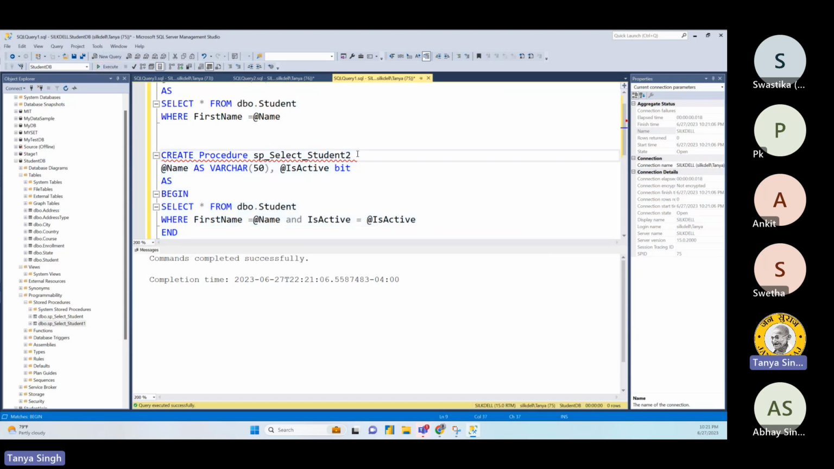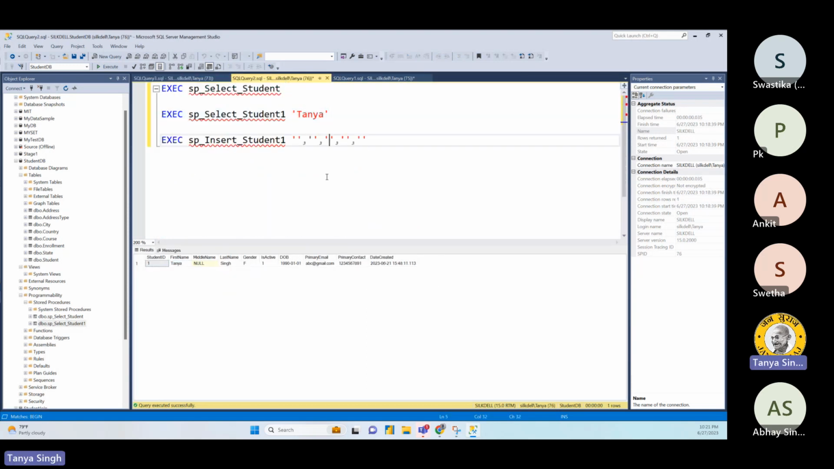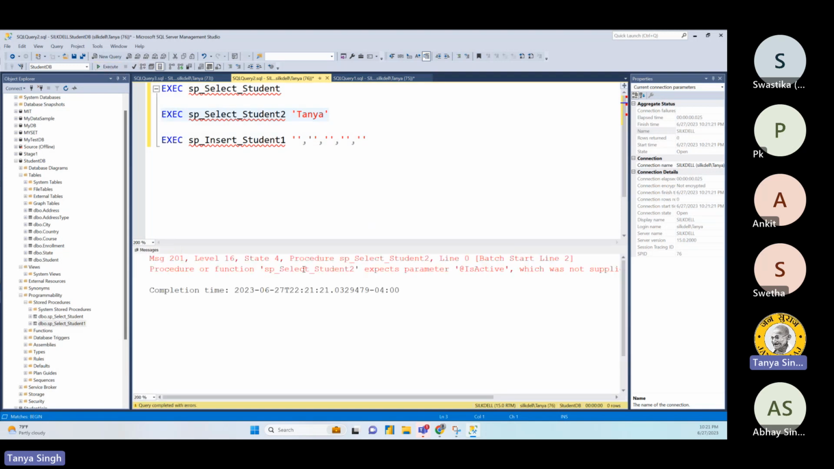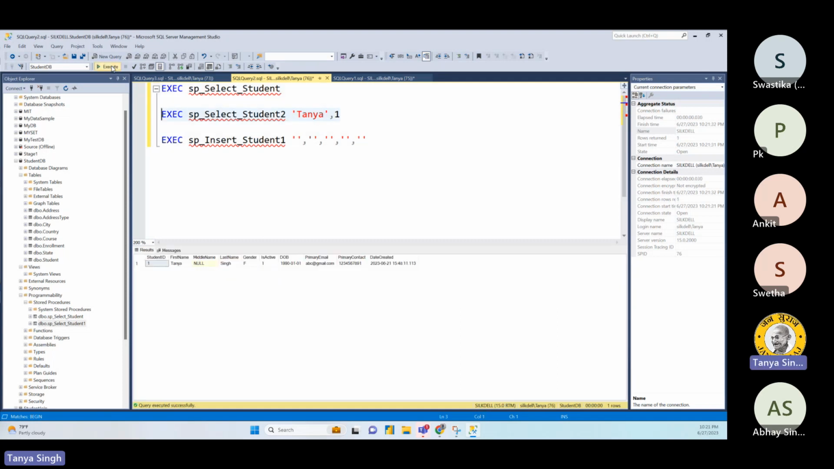So now it has been created. This time you need to pass two parameters. If I run with a single parameter, it will throw me an error, right? It will say no, it's wrong, we need one more parameter. See, the is active parameter is needed, right? So the is active parameter is 0 or 1, right? So I'll put the 1, and I run it, then it will give me the result. Is active parameter is 1 and Tanya. If I use a 0, then nothing will come, right?